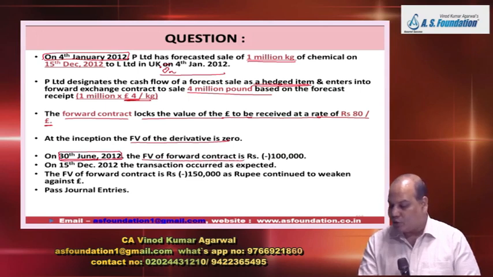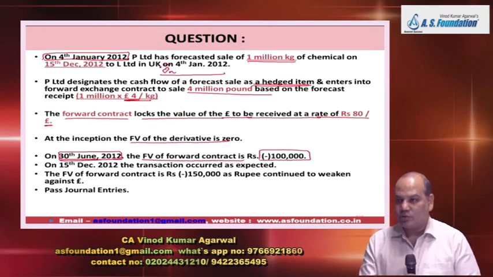On 30th June, means after half year, the fair value of the forward contract is minus 1 lakh. So loss. Like the previous question, pass the entry. Minus sign means loss. On 15 December 12, the transaction occurred as expected.